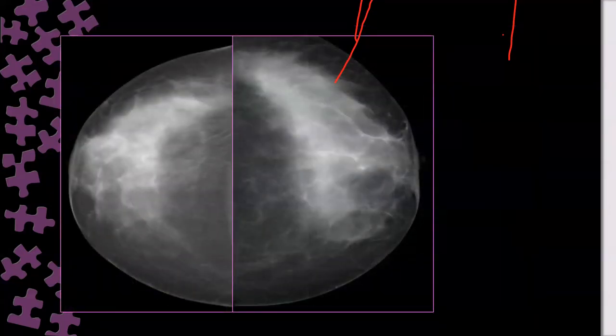What about this? Both nipples are not in profile. This one is here, and this one is here. Not clear if they are in profile. I cannot see the pectoralis, and I cannot see the end of the retromammary fat. I would go for the posterior nipple line and compare it to the MLO.